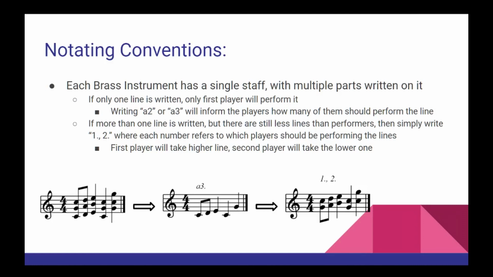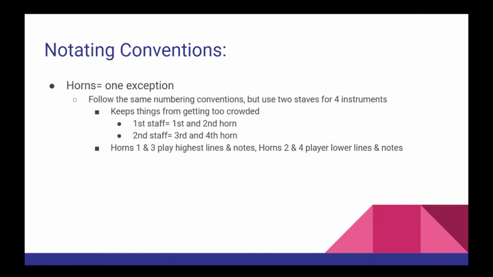If you have more than one line written, but still less lines than players, you can simply write 1.2. Where each number you write refers to which performer should be reading the lines. In this particular example, we have the first player and the second player. In these situations, the first player will take the highest line, while the next player up will play the next highest line. The one exception to all of this are the horns.